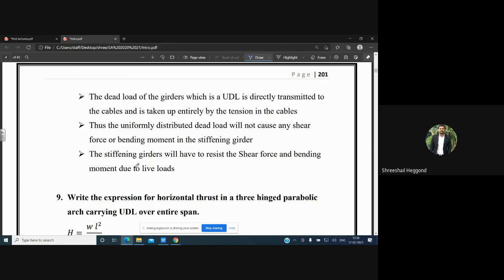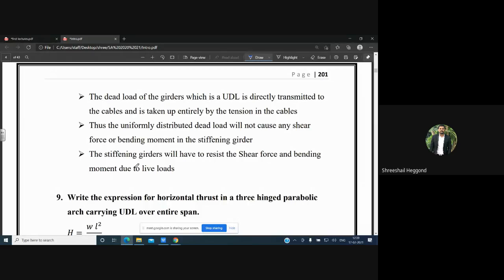Next, the stiffening girder will have to resist the shear force and bending moment due to live loads. The shear force and bending moment because of the loading conditions of vehicle movement, the live load, will be considered in the stiffening girders.